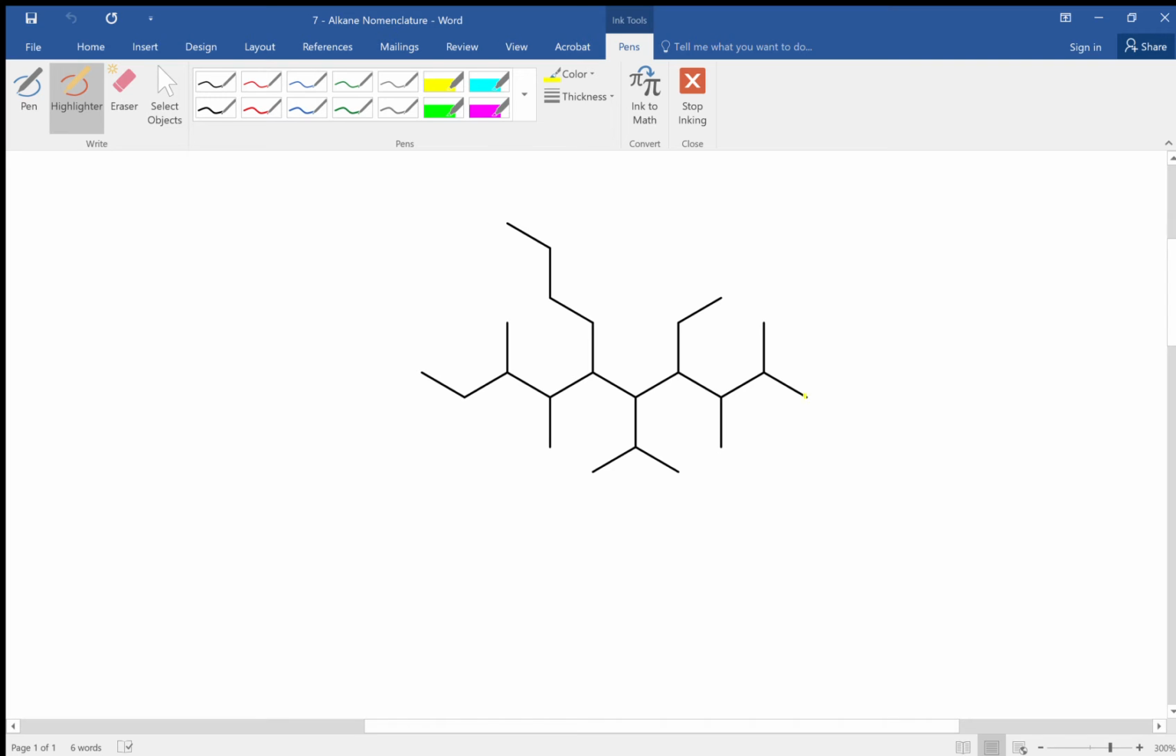So in this one, our longest chain goes straight down the middle here. And if we started on the right side, our first substituent's on the second carbon. If we started on the left side, we don't get our first substituent until the third carbon. So this one is going to get numbered from right to left.